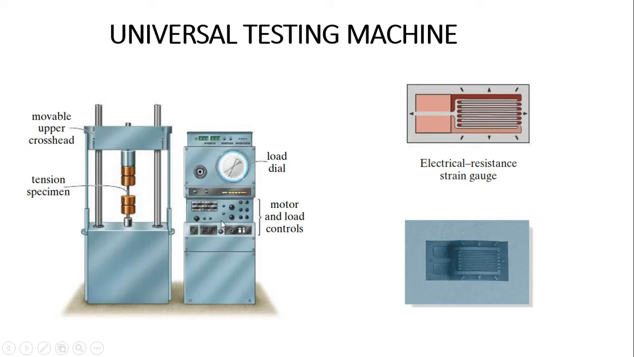Understood? Then, to the test specimen, you have to fit a strain gauge. A strain gauge is an electrical sensor for measuring the strain in a material. So if you are fitting a strain gauge, it will give what is the strain that is in the test specimen. Okay, from there you can measure the strain value.